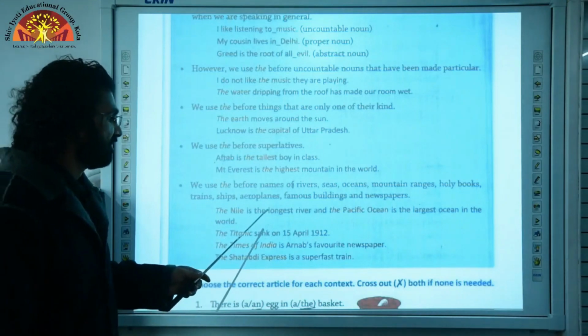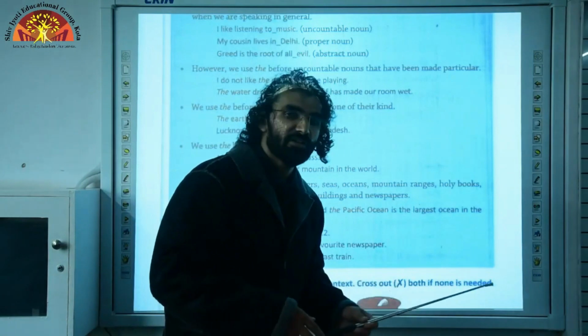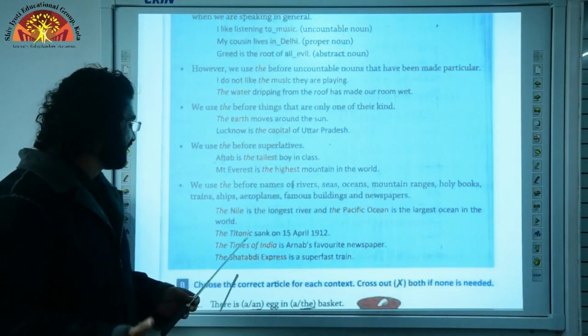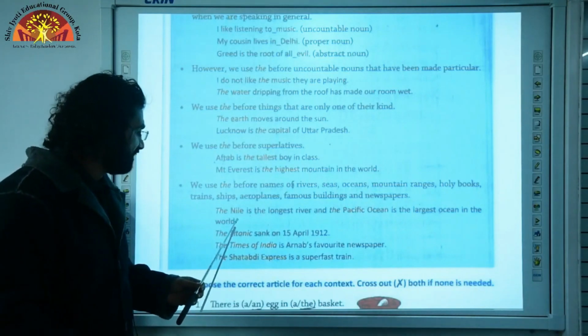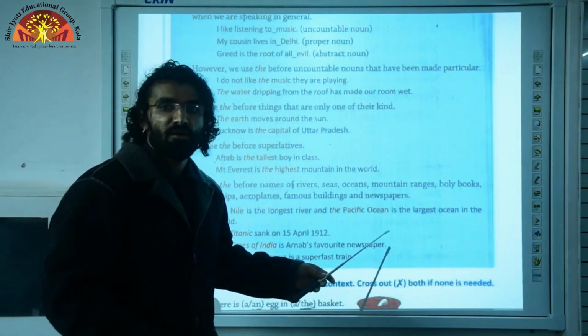The Nile is the longest river and the Pacific Ocean is the largest ocean in the world. The River Nile is in Egypt. When we are mentioning the name of the river Nile, we are saying the Nile, okay? The Nile is the longest river, the Pacific Ocean, alright?